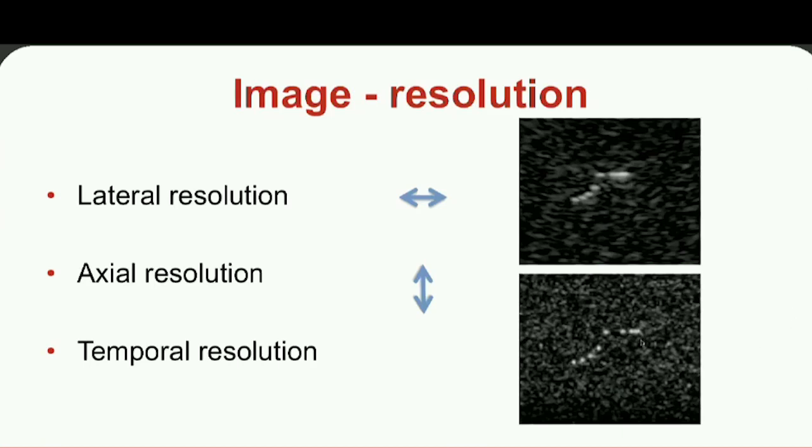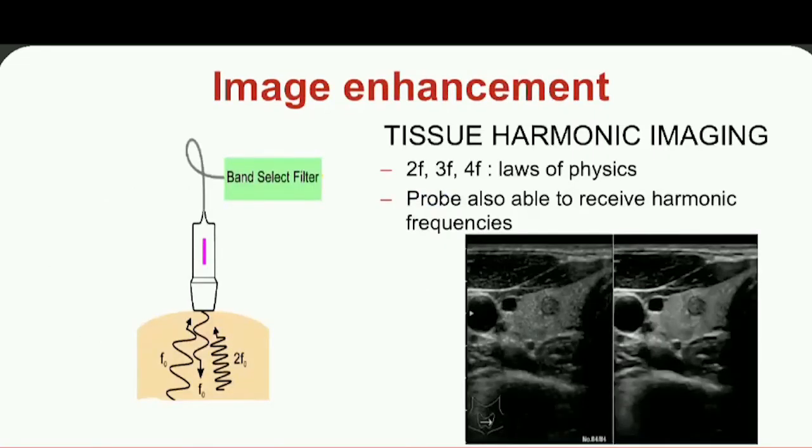In axial resolution, we look at the interfaces which are along the path of the ultrasound beam. As the ultrasound beam goes further and further downwards, the reflections come one below the other, and the distance between these reflectors, one below the other, gives you the axial resolution or longitudinal resolution. The temporal resolution is, over a period of time between successive frames, what is the resolution that is obtained.